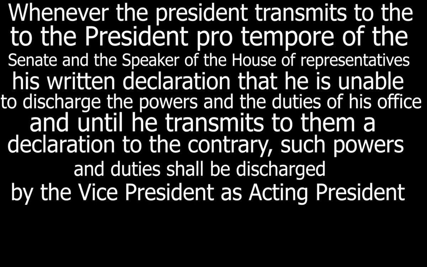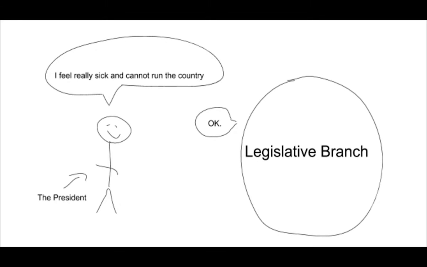Whenever the President transmits to the President pro tempore of the Senate and the Speaker of the House of Representatives his written declaration that he is unable to discharge the powers and duties of his office, and until he transmits to them a written declaration to the contrary, such powers and duties shall be discharged by the Vice President as acting President. What this means is that, if the President ever feels incapable of fulfilling their duties, they can write an official declaration to the Senate and the Speaker of the House in order to step down.